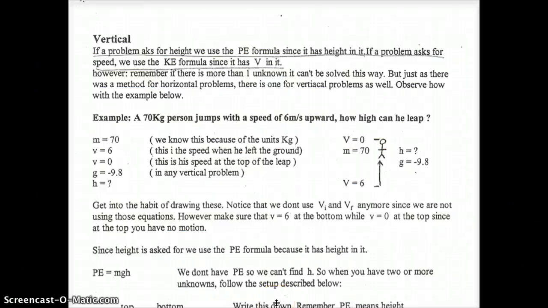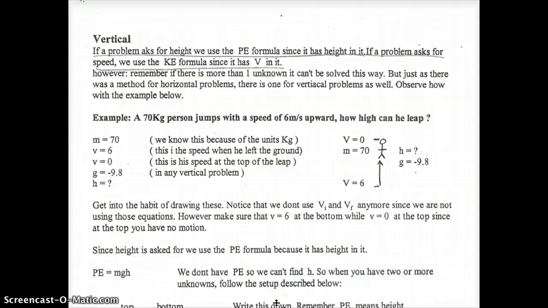Hi guys, we're just going to cover a vertical example in work and energy. We have covered a horizontal example in work and energy, so if you haven't covered that already, it's probably good to cover that before we get into this, because this is a little more complex, because we have two unknowns. So this is another way of solving if you have two unknowns.